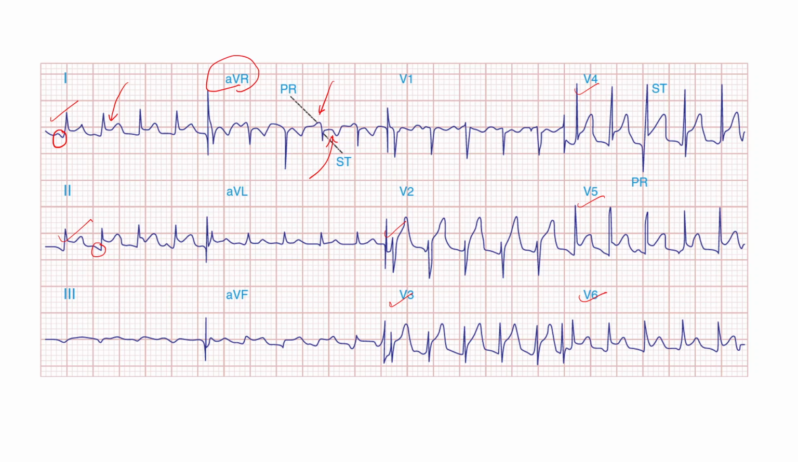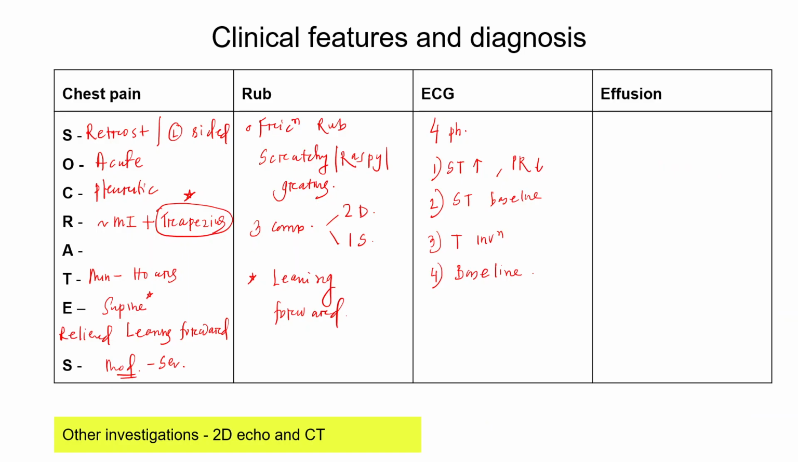One more point I have told during my ECG lecture is the downsloping TP segment, which is very evident here. You can see this is the T wave, then there is a downsloping TP segment. This sign is known as Spodick sign, the downsloping TP segment. These are all the findings you'll get in the ECG of a case of acute pericarditis.